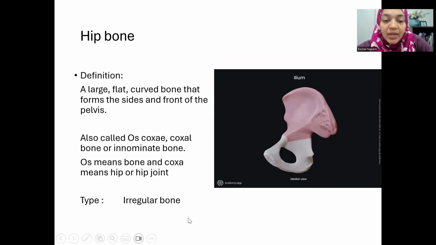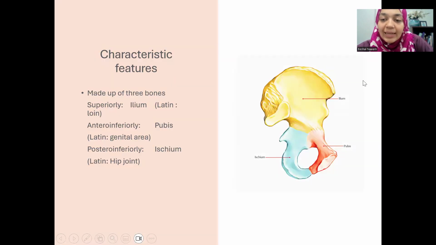There are three bones that form the hip bone: the ilium, pubis, and ischium. The ilium forms most of the hip bone, and it forms two-fifths of the acetabulum of the hip bone. Further on, one-fifth is formed by the pubis and two-fifths is formed by the ischium. That's your three bones of the hip bone.